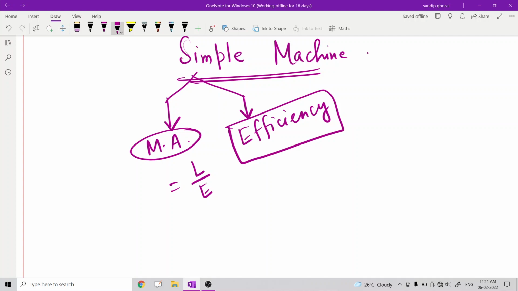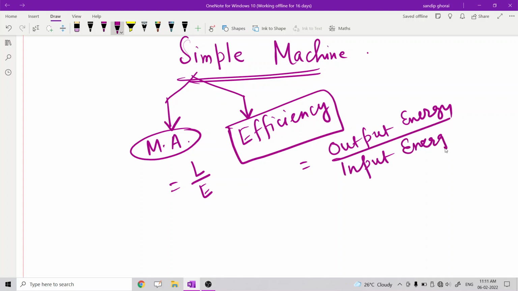But in most cases, we can't get this type of machine. Efficiency is equal to output energy divided by input energy. If you want it in percentage, you multiply by 100. So you should always think that output energy is always less than input energy. That means the efficiency of a simple machine is always less than 100%. Why?